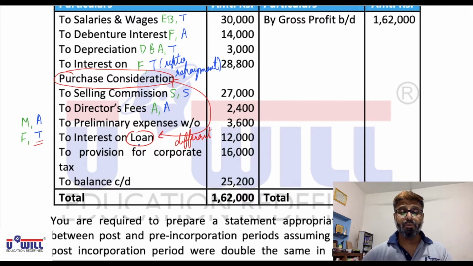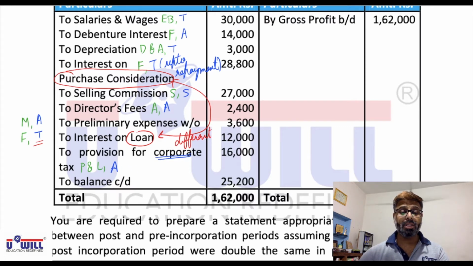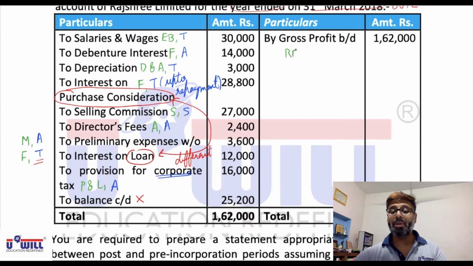Then provision for corporate tax will directly come in the P&L statement and it will go on actual basis only in post incorporation period. Corporate tax is paid by the joint stock company only after it gets the certificate of incorporation, so the entire tax will go in post incorporation period on actual basis. Ignore this balance carried down. We have to find the net profit on our own. Gross profit brought down is revenue from operations and it will go on sales basis.